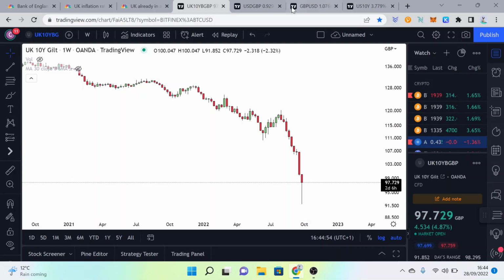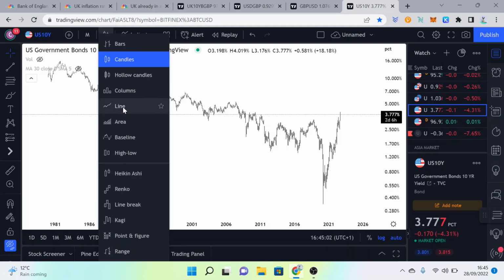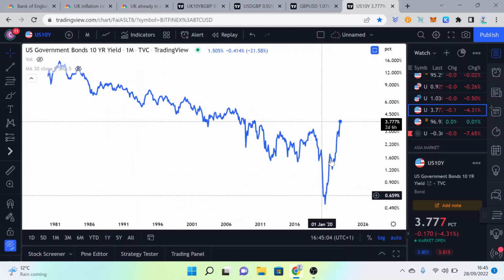We are seeing yields, and it's not just for the UK. This is the US 10-year, the US government bond 10-year yield. I'll put it on a line chart to make this a little bit more apparent. It goes through the roof. In my opinion, it's unprecedented times that we live in, guys. March 2020 onwards, I think, has changed the world forever. And we're seeing this in the bond market.